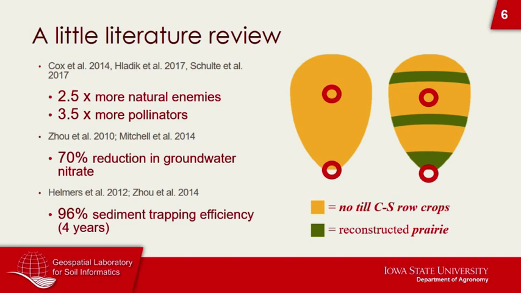Finally, Helmers et al. and Zoe et al. have shown that there is a 96% sediment trapping efficiency, meaning that 76% of the sediments that have left their original location haven't left through the outlet. Associated with that sediment, there is also a reduction in phosphorus, as phosphorus is typically associated with sediment, roughly 98% correlation between those two variables. There's also a reduction in nitrate in runoff, and an overall reduction in water runoff, which can be attributed to infiltration and increased evapotranspiration.